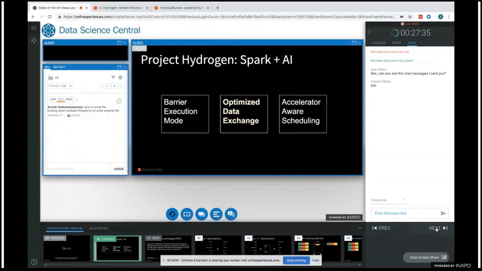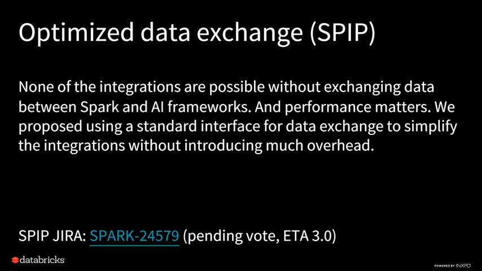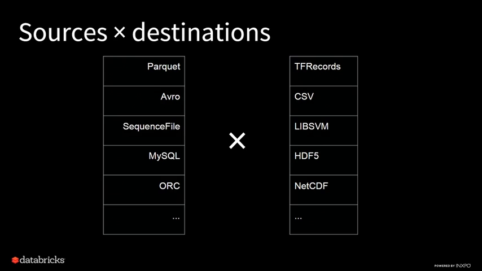The next sub-project in Project Hydrogen is called Optimized Data Exchange. When we talk about big data and AI integration, none of the integration is possible without exchanging data between the 2 frameworks, Spark and AI. And definitely performance matters here because we are talking about big data. Let me stop the screen sharing. Hopefully you can see my slides now. There are 2 problems here. The first problem is that we need to deal with many data formats. We need to read data in one format, and before training, we need to convert it to a different format.